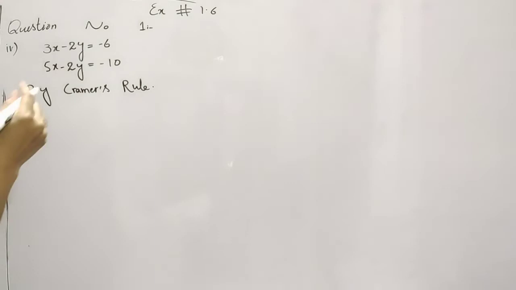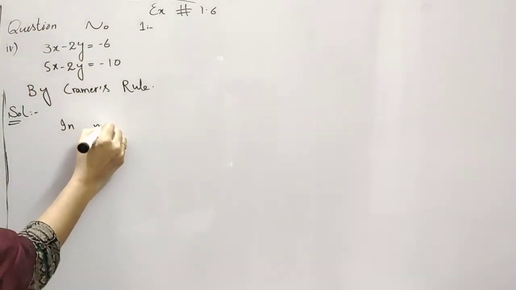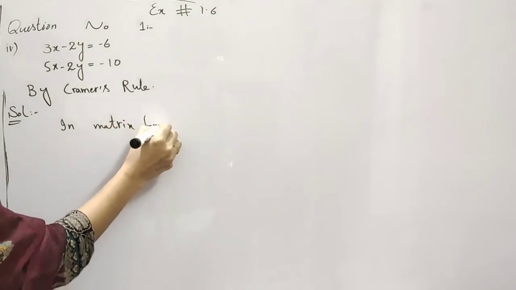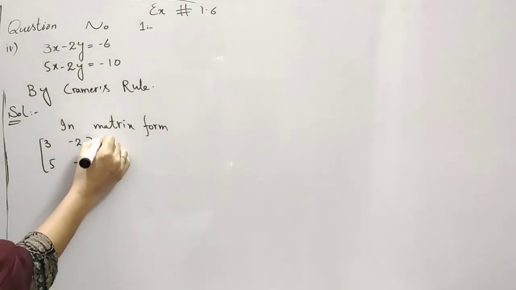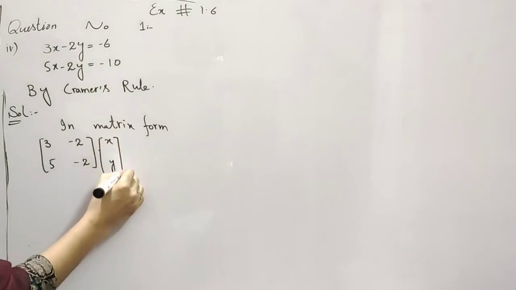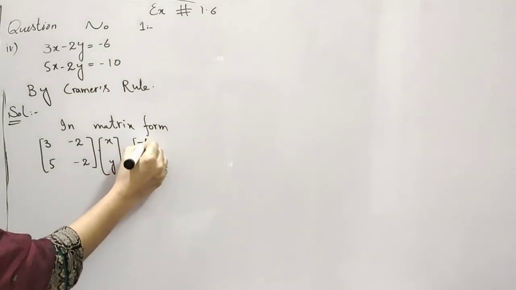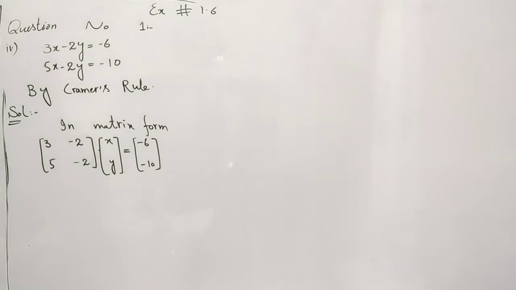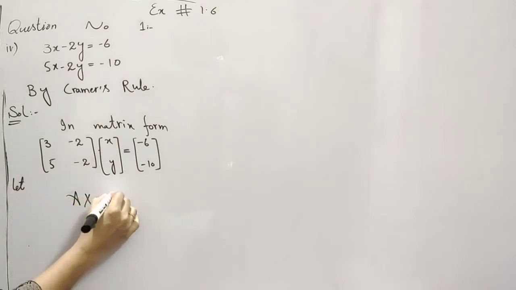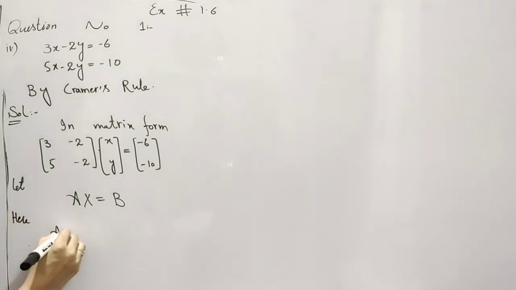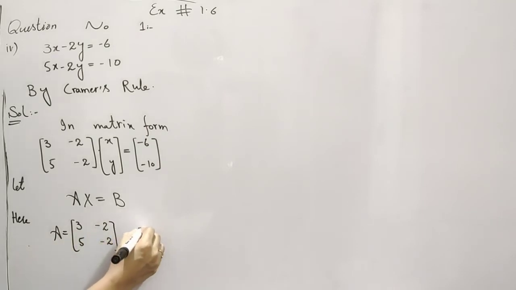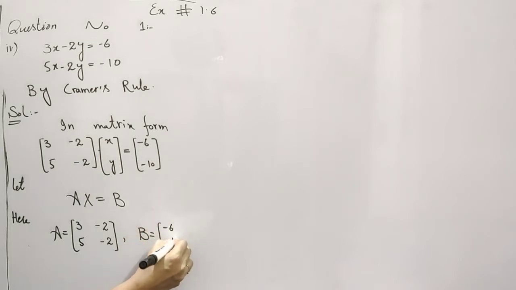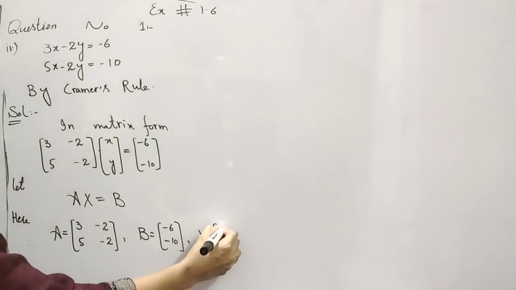Now we will solve this. So we can write these equations in matrix form. We will get the matrix 3, minus 2, 5 and minus 2, multiplied by the variables involved in the equations, x and y, and this will be equal to minus 6 and minus 10. Let this be equal to AX = B. Here A is the matrix 3, minus 2, 5 and minus 2, and B is minus 6 and minus 10, and capital X is small x and y.